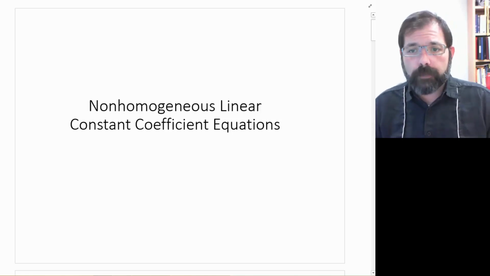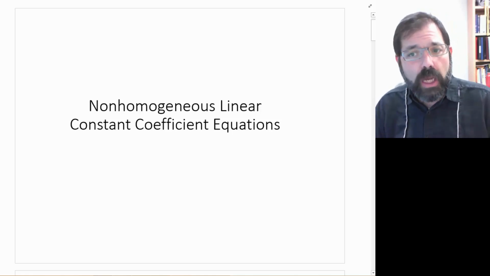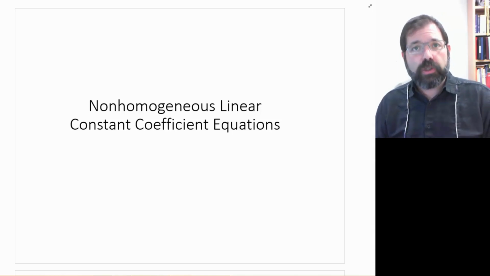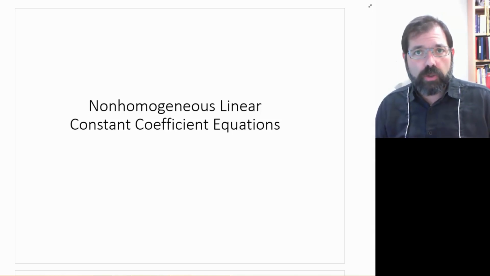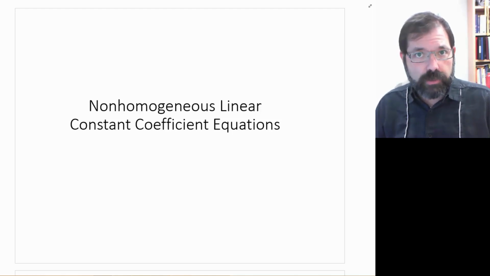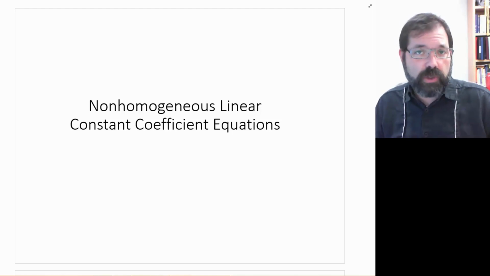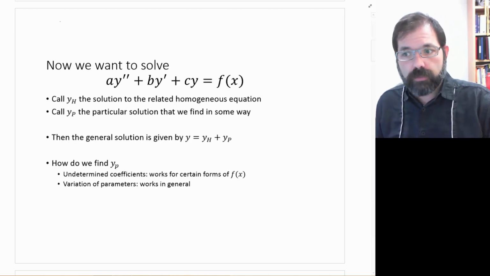All right, so hello again. In this section, we want to take a look at non-homogeneous linear constant coefficient equations. We saw what to do if we had homogeneous equations, where one side of the equation was 0. Now, what if it's non-homogeneous?